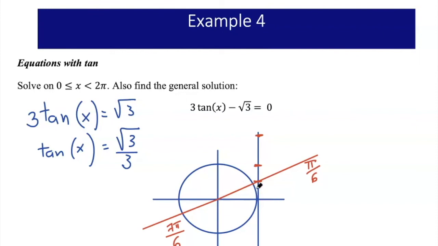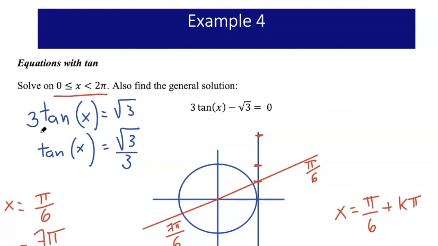Here, I remember that there are 3 values. One is short, one is medium, and one is long. The short one, root 3 over 3, corresponds to an angle that is pi over 6, or the one in the opposite direction, 7 pi over 6. So I can say that in the first revolution, the answer will be pi over 6 and 7 pi over 6. If I want the general solution, I will have pi over 6 plus as many pi's as I want, so k pi.